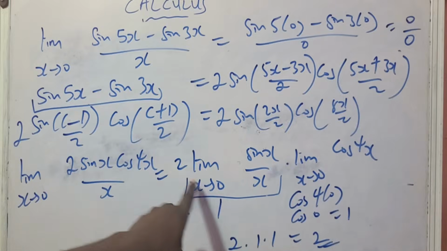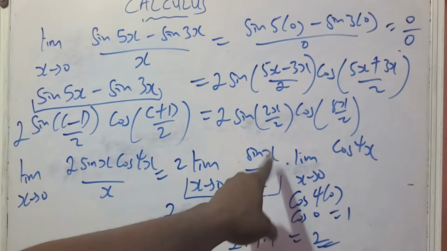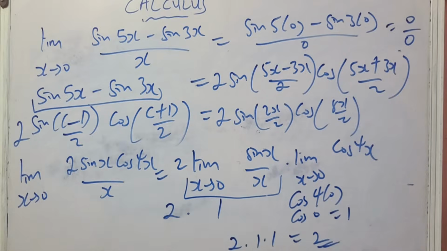I brought the 2 here, and I discovered that, of course, if you want us to still solve this, we don't need to because we had it yesterday. The limit of x tends to 0 of sine x over x is 1. And then we went on to fix x as 0 here. We got it as 1. 2 times 1 times 1, that's 2.